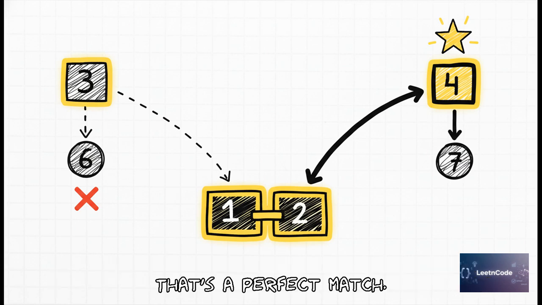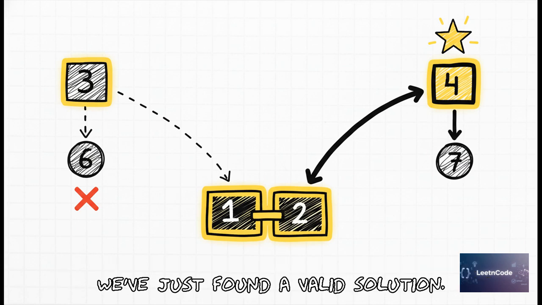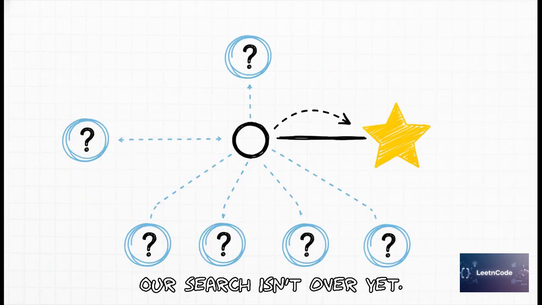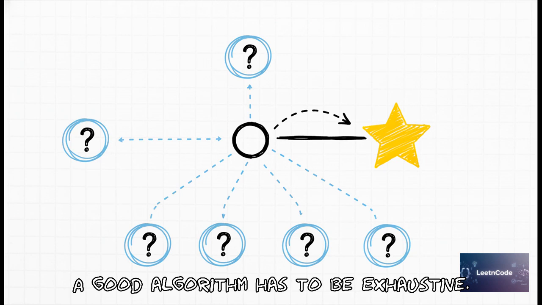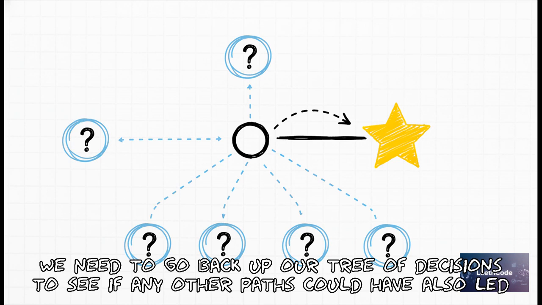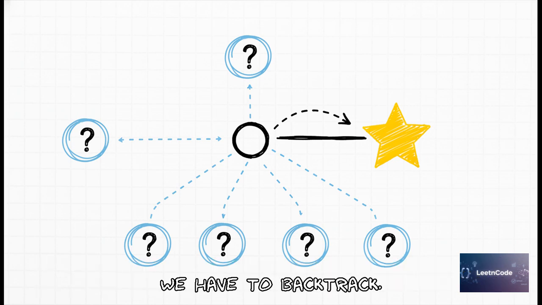Bingo! That's a perfect match. We've just found a valid solution: 1, 2, 4. But hold on, our search isn't over yet. A good algorithm has to be exhaustive. It has to check everything. We need to go back up our tree of decisions to see if any other paths could have also led to a solution. We have to backtrack.